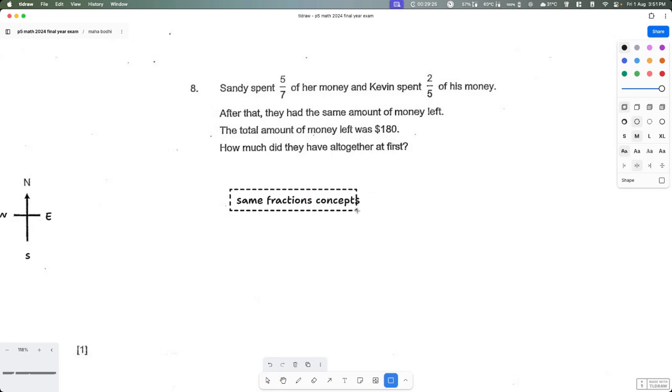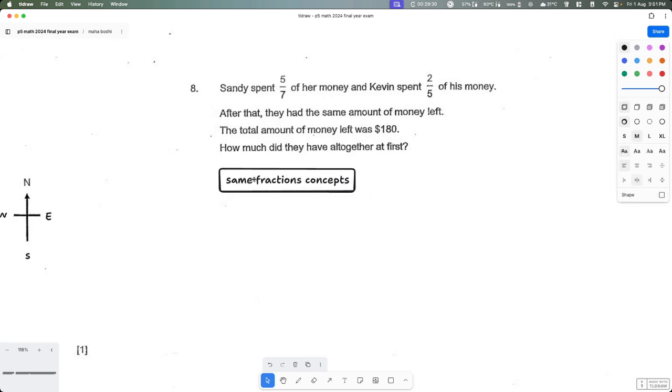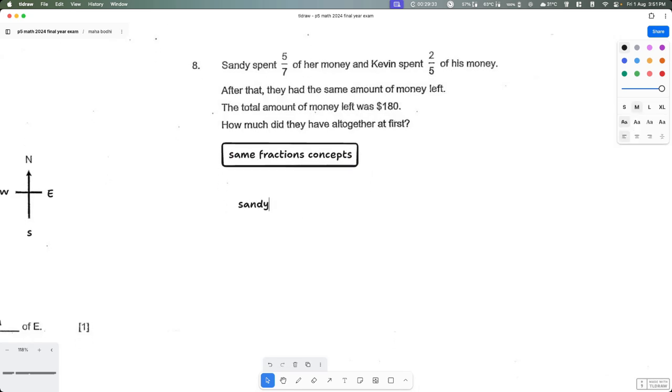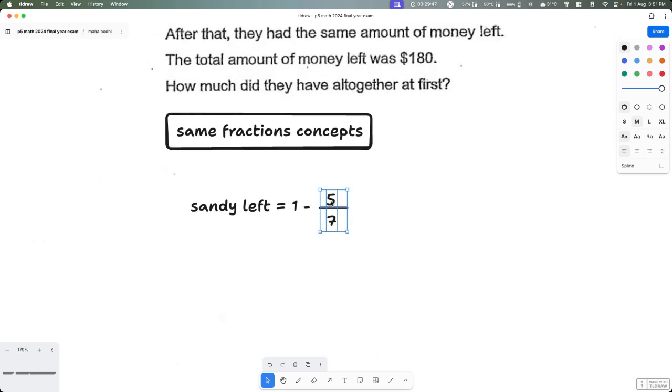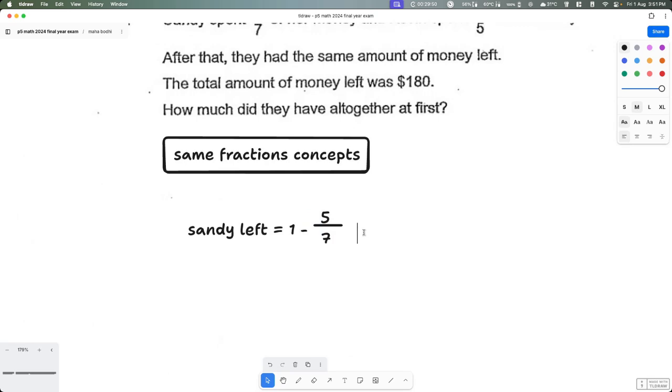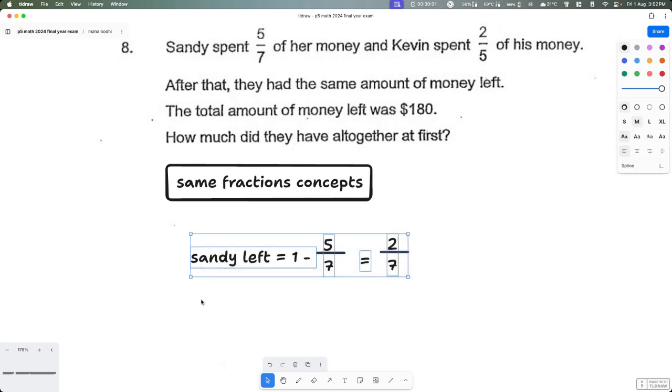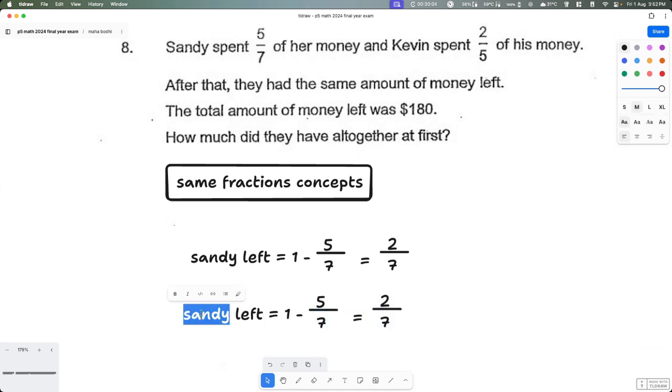Basically, what we need to do in this case is, Sandy spent 5/7. So that means Sandy's amount left is equal to 1 minus 5 over 7. What would this become? 1 minus 5 over 7 will be 2 out of 7. What about Kevin? How much is he left? Kevin, 1 minus 2 out of 5. In this case, this will be 3 out of 5.